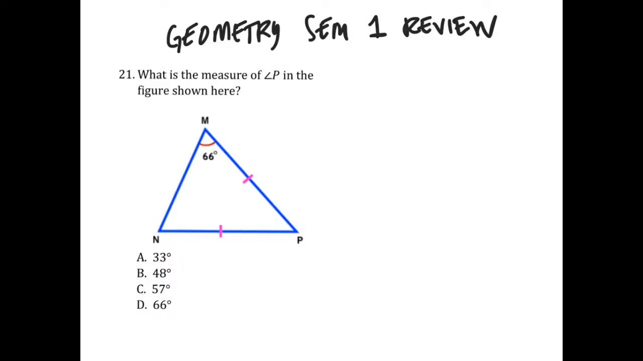Alrighty, in question number 21, it asks for the measure of angle P in this figure shown. Well, this figure shown is an isosceles triangle. I know that because it shows me that I have two congruent sides, right here and right here. MP and NP are congruent sides.